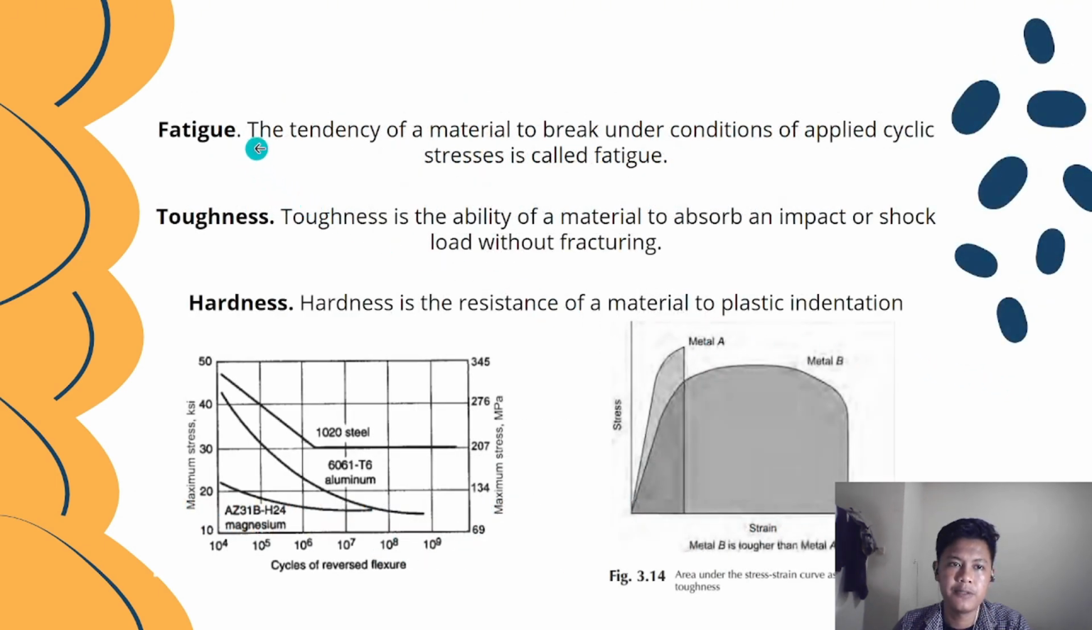Okay, here we can see fatigue, toughness, and hardness. Fatigue: the tendency of a material to break under conditions of applied cyclic stress is called fatigue. Toughness is the ability of a material to absorb an impact or shock load without fracturing. And the last is hardness, the resistance of a material to plastic indentation.